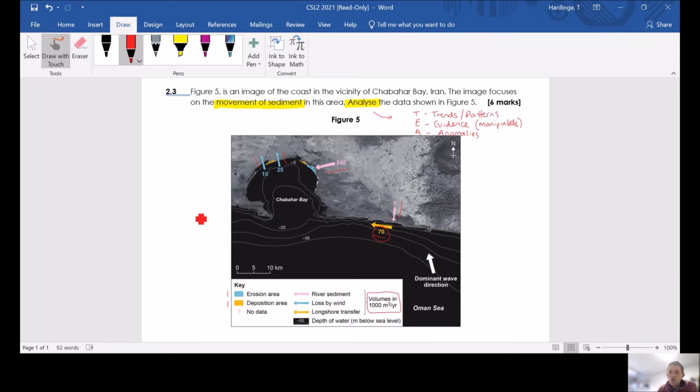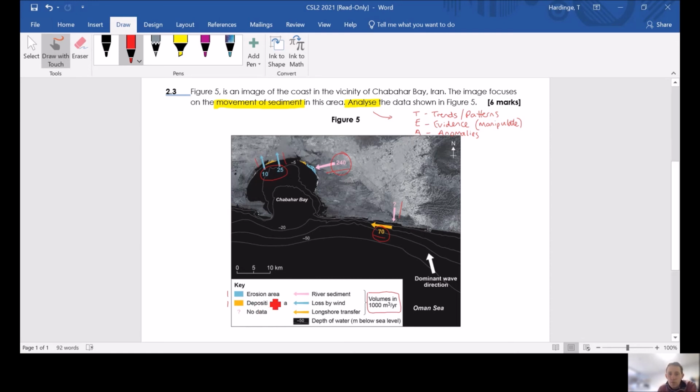In terms of the trends, think about what you notice about the way sediment is moving down the coastline, the balance between some of these inputs, so thinking about how much we've got coming in from the river versus how much we've got coming in from longshore drift. How do those 2 things relate to each other? How do the losses from the wind relate to some of the inputs? What's the overall sediment budget of this area? Is it positive? Is it negative? How much is it?